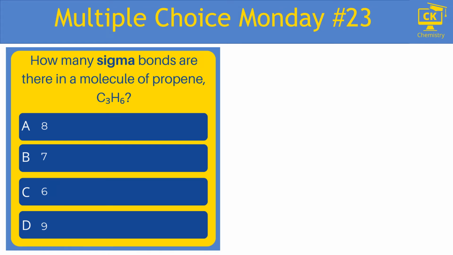This week's Multiple Choice Monday is looking at our understanding of what a sigma bond is. So we're asked how many sigma bonds there are in a molecule of propene, and the correct answer was 8. So how do we get there?